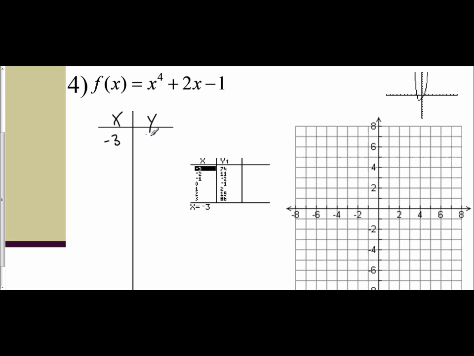At -3, you're at 74. At -2, you're at 11. At -1, you're at -2. At 0, -1, 1, 2, 19, 386. So at -2, we're all the way up here at 11. At -1, you're at -2. At 0, you're at -1. At 1, you're at 2. And at 2, you're all the way up at 19. So there's our points plotted.